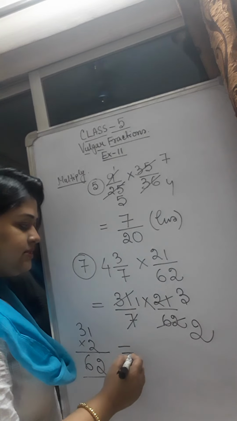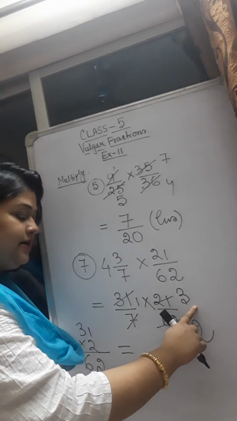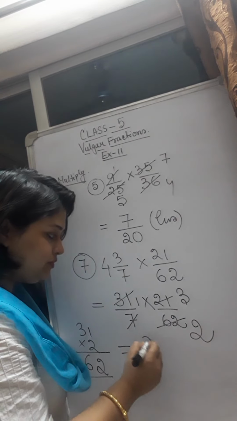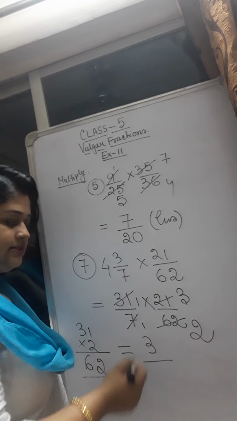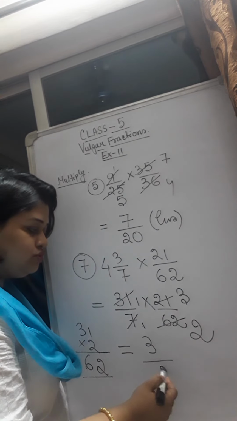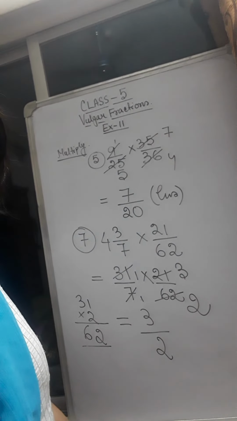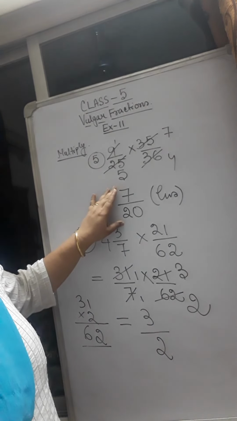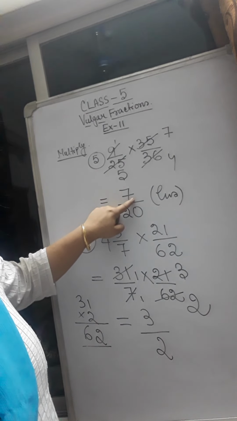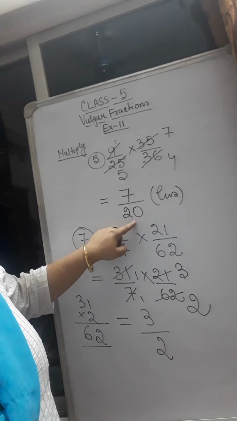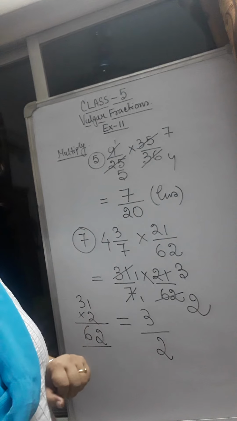Now what will be the result? Multiply whatever is there in the numerator. 1 into 3, 3 by, here 7 got cancelled means 1 is left. 1 into 2, 2. So we have got the answer 3 by 2. Earlier we got 7 by 20 and we left it because it's a proper fraction. The numerator value is lesser than the denominator. So proper fractions, if we get, we write that as the answer.